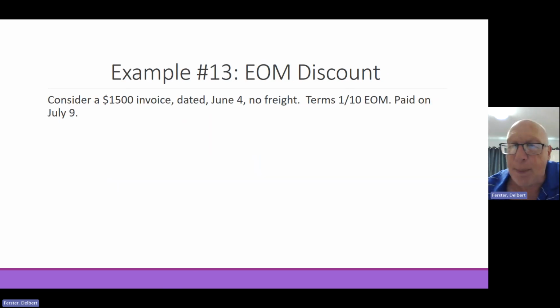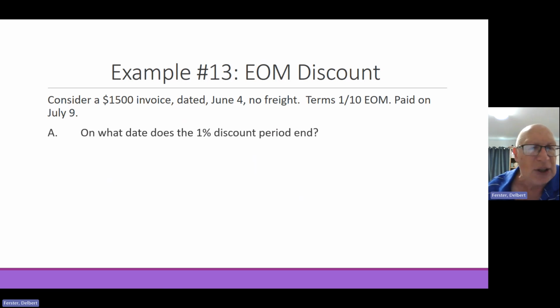All right, here's your first example for end of month. Notice the invoice is dated June 4th. So that certainly is within the first 25 days of the month. That means that when we look at that 1/10 EOM, we're going to have a discount capability within the first 10 days of the next month after June, which happens to be July. First question says, when does the discount period end? Well, it's the first 10, so it's July 10th. All right, we're going to pay on July 9th, according to the guy who typed the problem. So props to us, we're going to be eligible for that discount.